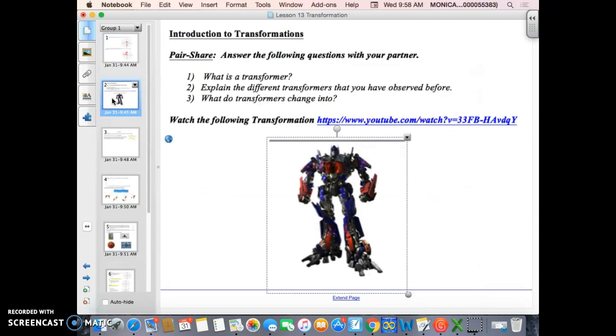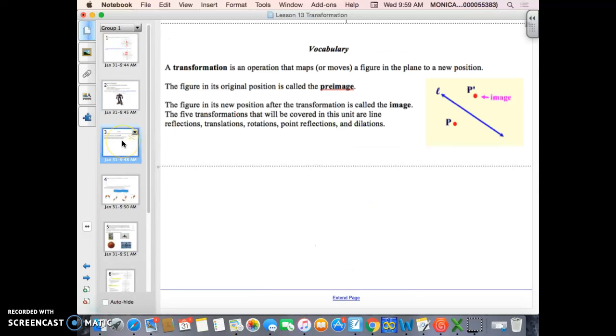Okay, when I think of transformers, or transformations, I think of Transformers. If you want to watch a quick clip, you can pause the video, go back to Canvas, and there's a link. You can click on the YouTube link to watch a quick Transformers clip, and then think to yourself, what is a transformer? What are the different transformers that you've observed before, and what do transformers change into? All right, that's just to activate your learning.